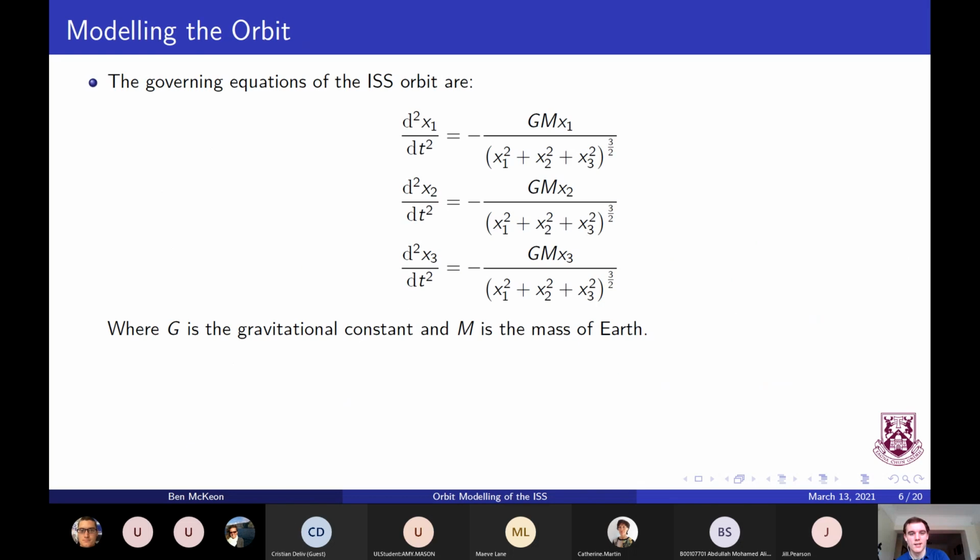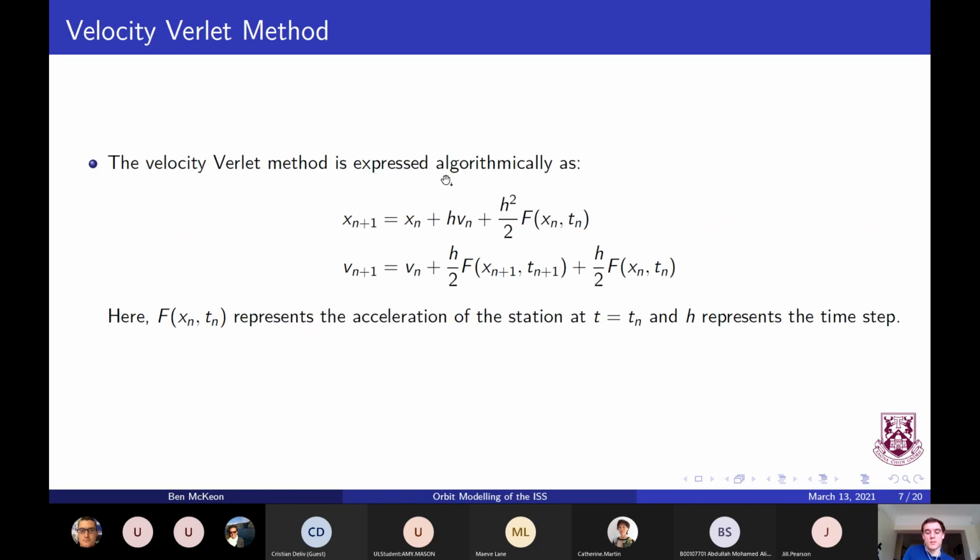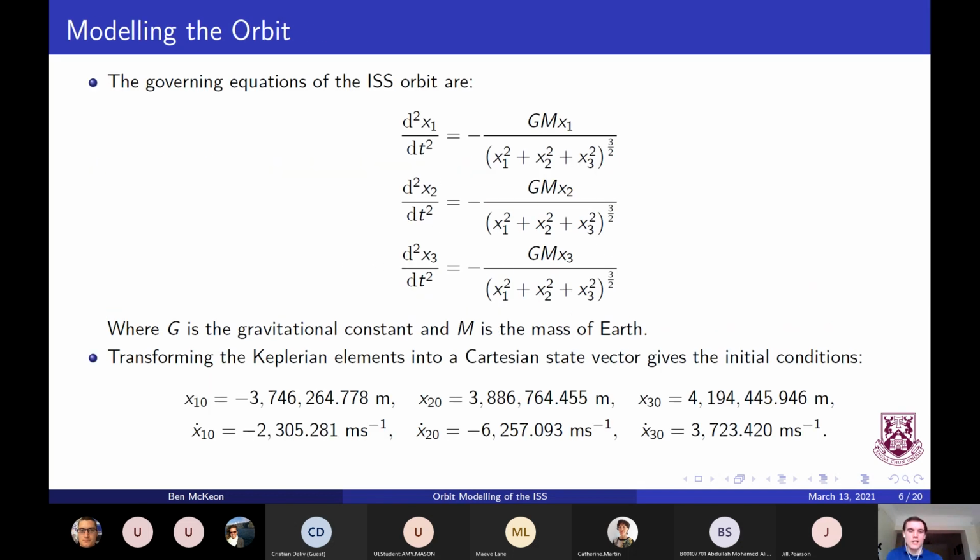So this can be used to track almost any satellite in orbit, but I specified it towards the ISS. And then if we want to model the orbit using a different method, these are the equations that we have to use, which are derived from Newton's law of universal gravitation, and these were the initial conditions which were derived from that two-line element set.